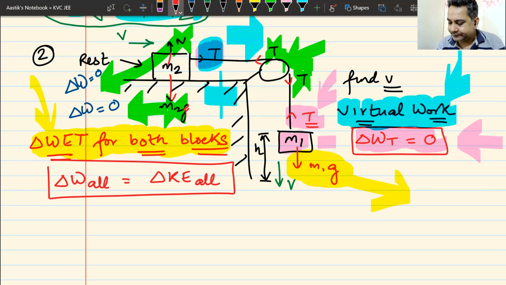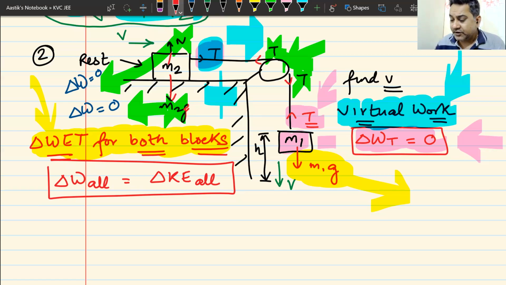I repeat, here I am going to apply the work-energy theorem for both the blocks together. I will find the work done by forces on block 1, and the work done by forces on block 2. Add them, and that will be equal to the change in kinetic energy of both the blocks together.